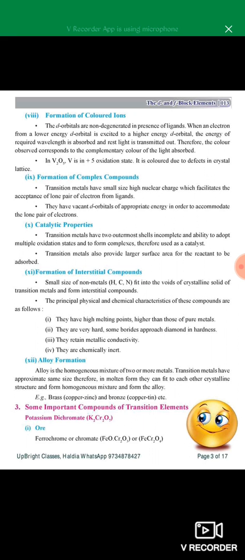The last property of transition metals is the formation of homogeneous mixtures of two or more metals. Transition metals have appropriately similar sizes, therefore in molten form they can fit into each other and form a homogeneous mixture, and thus form alloys. Brass is an example of an alloy, which is a mixture of copper and zinc, and bronze is an alloy of copper and tin.